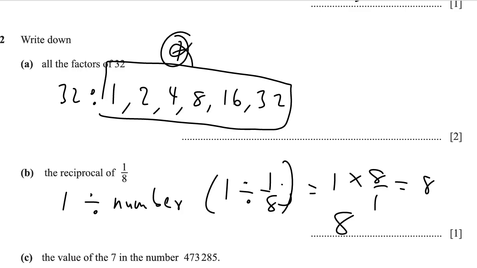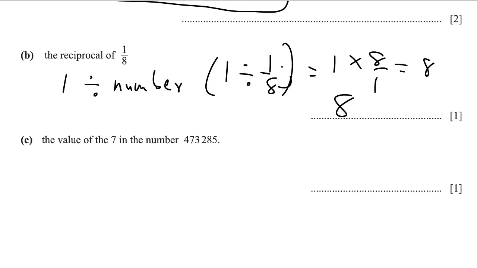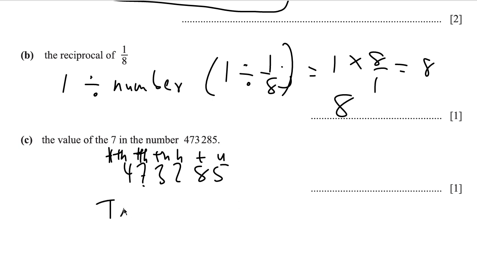Next question says, find the value of the 7 in the number 473285. You should know the place value system. Starting from the lowest, we have 473285. The last is the units, then tens, hundreds, thousands, tens of thousands, hundreds of thousands. So 7 falls under the tens of thousands.